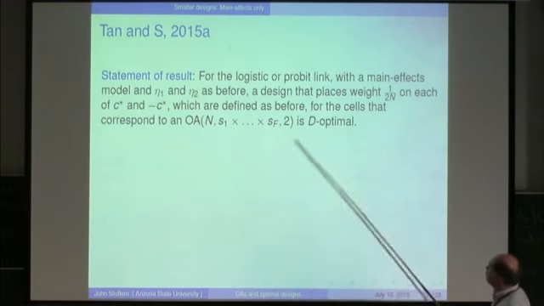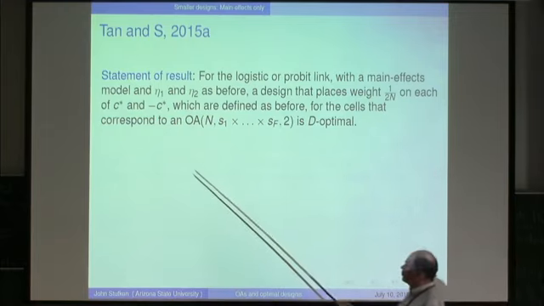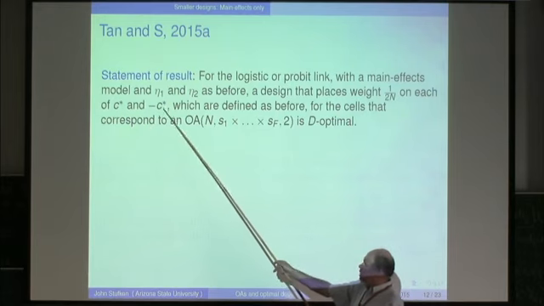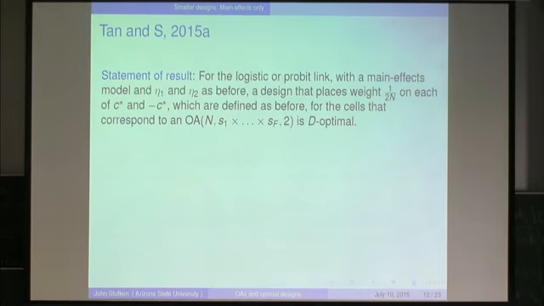So here's a statement of a result. For the logistic and probit link, if you have a main effects model and are interested in these parameter vectors eta1 and eta2, then a design that is, again, uniform on the support points, that uses the same support points, C star and minus C star, in the cells, but not in all of the cells now, only in the cells that you obtain from your orthogonal array. So some of the cells will be empty. There will be no support points at all.